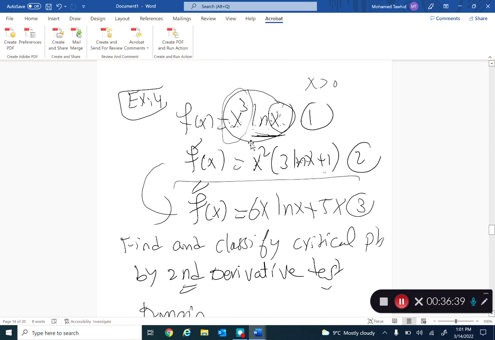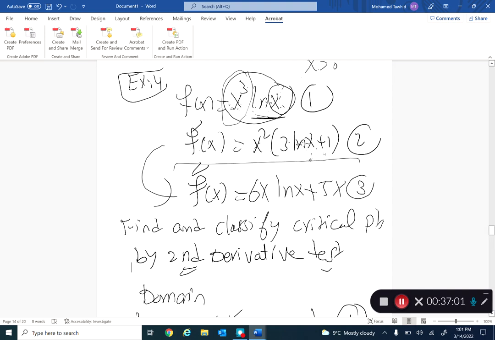So now, do we have a singular point? Let me ask you a question. Where does your first derivative not exist? Your first derivative does not exist at 0, right? But here, log 0, you have an error. 0 is not in the domain. So the derivative does not exist at 0, but that is not inside the domain.